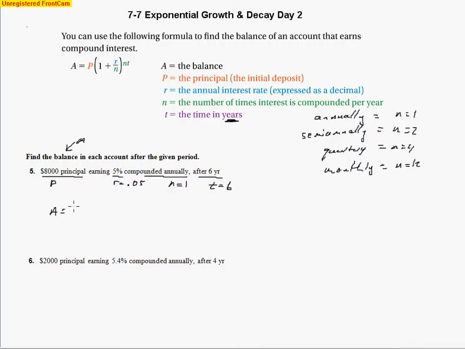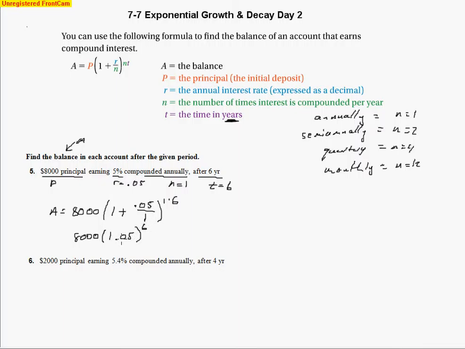So we would have A equals 8,000 multiplied by 1 plus, now it's 1 because 8,000 times 1 makes 8,000. So you're taking the initial amount, but then we're adding on the interest. So that's going to be 0.05 over 1. That doesn't change anything, the over 1 part. And then 1 times t, which is 6 years. So when I simplify this, it would be 8,000 times 1.05 all to the 6th power.